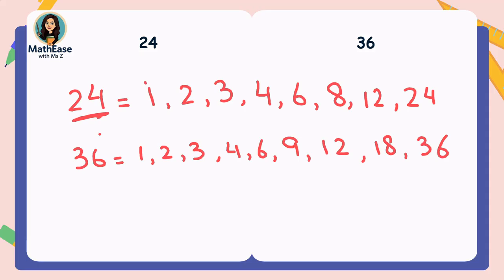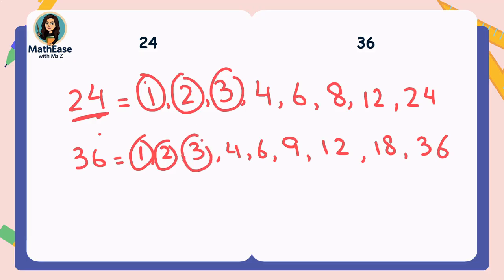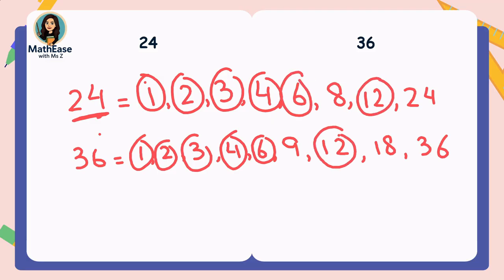The common factors of 24 and 36 are 1, 2, 3, 4, 6, and 12. These are the numbers that both 24 and 36 can be divided by. Finally, out of all the common factors, choose the biggest one, which is 12. So we can say that the HCF, GCD, or GCF of 24 and 36 is 12.